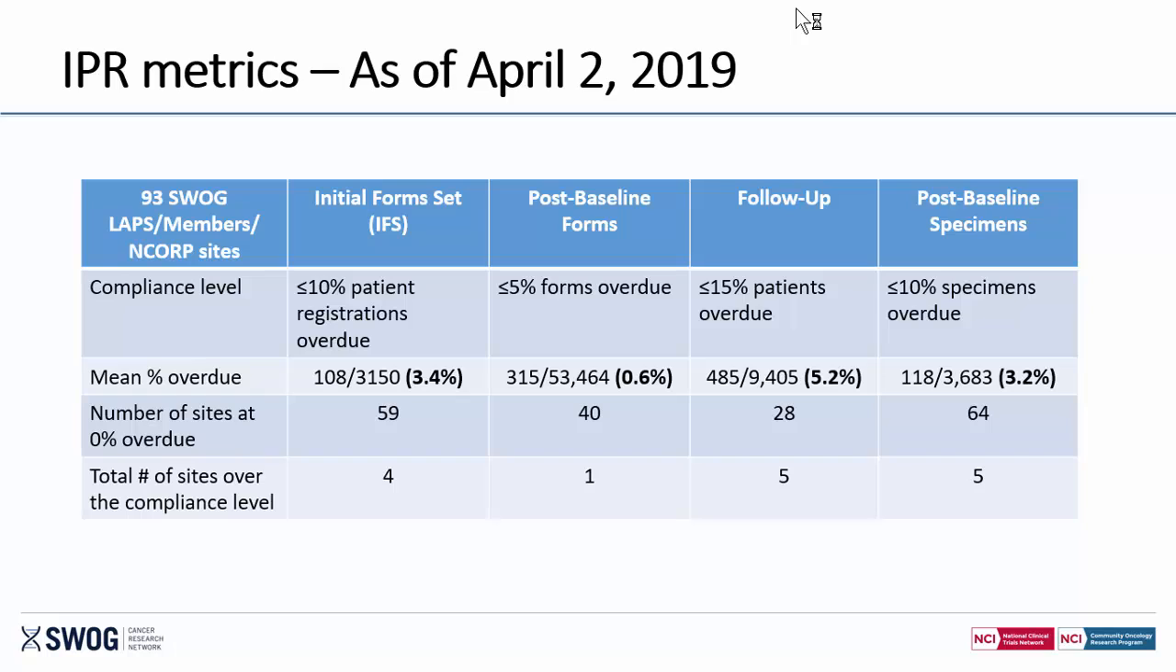If we look at those post-baseline forms, we have less than 1%, 0.6% of our post-baseline forms have not been received of those that were expected in the last 13 months. We have 40 sites that have 0 forms that haven't been submitted, and just 1 site that's over the compliance limit of 5%. I think the most challenging one is probably follow-up.